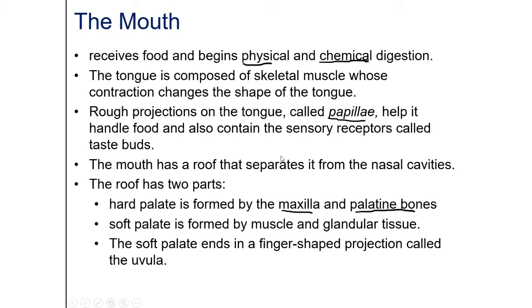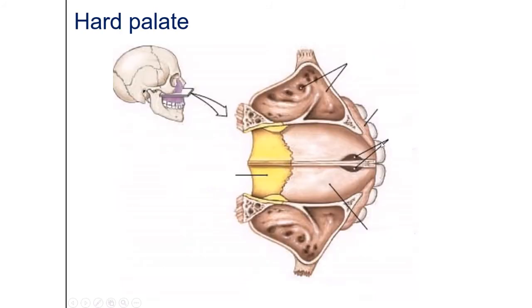So if I show you in this next slide, we are looking at the hard palate from the bottom up. So this here, these are your top rows of teeth, right? And this here is the maxilla bone. It forms the anterior 2/3 of your hard palate, and then this is going to be the palatine bone, which forms the posterior 1/3 of your hard palate.